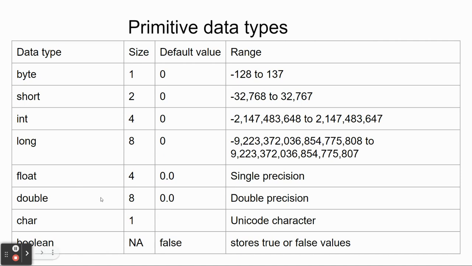For the float and double, it will store 0.0 and 0.0. For the character, it will store a space. And for the boolean, it will store false. The default value for the boolean will be false. All right, so coming to the previous slide.